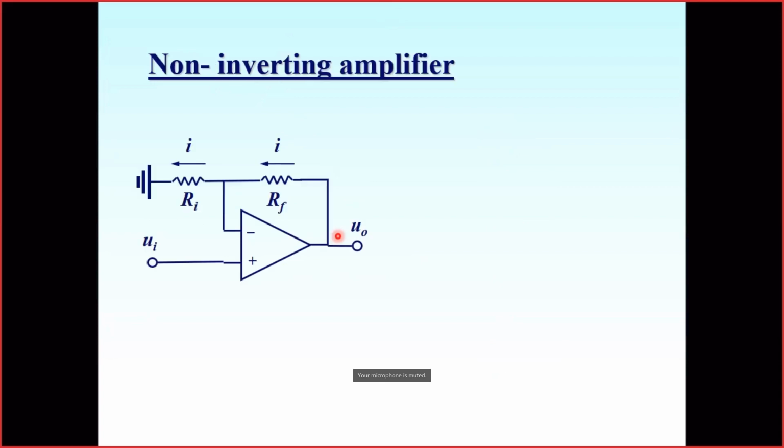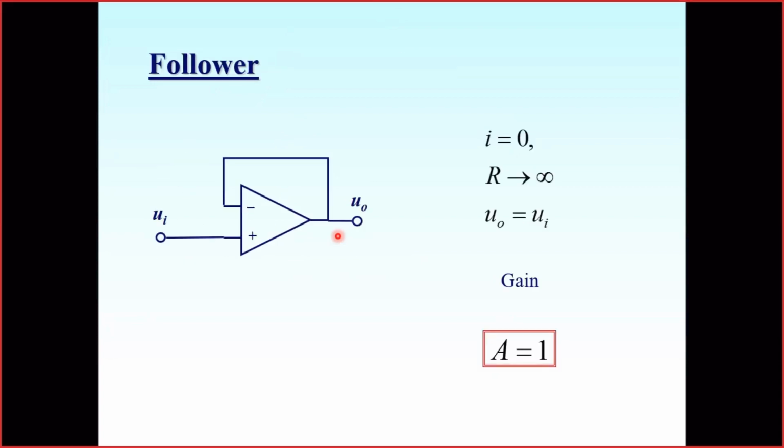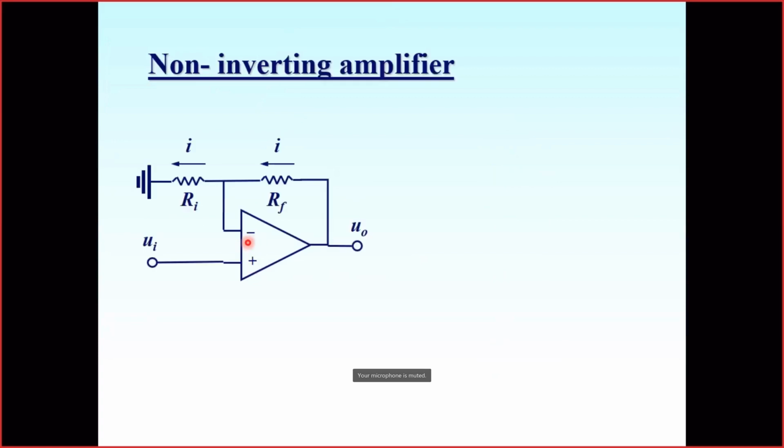We may update the follower a little bit, to keep its good feature, very high input resistance, but still add some non-unit gain to it. The resulting circuit is named a non-inverting amplifier. So we introduce a feedback resistance in the feedback loop, and we connect the inverting input to the ground. So the consideration of this amplifier is the following.